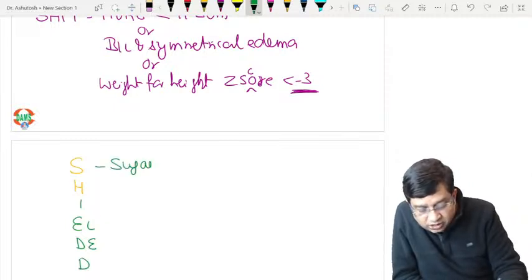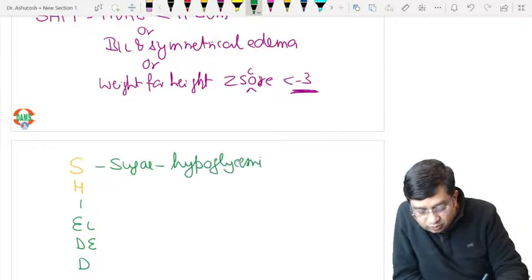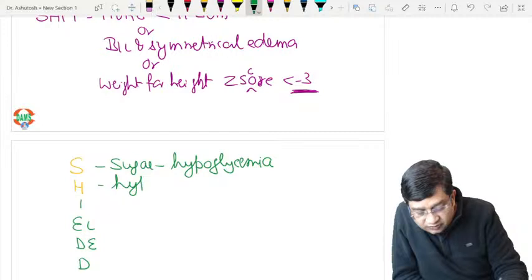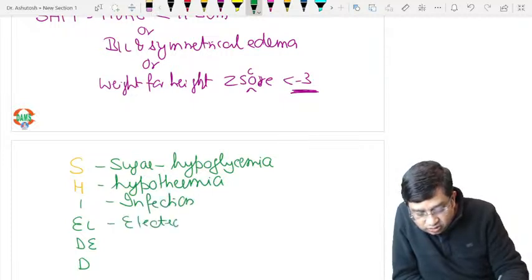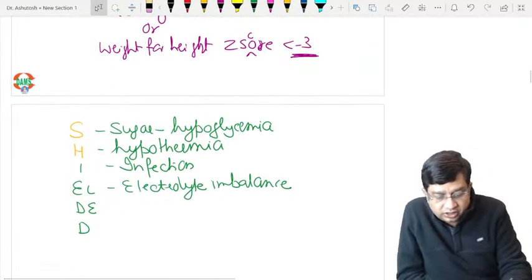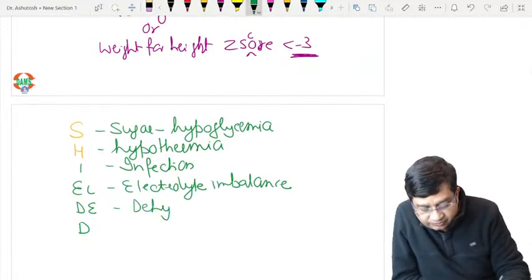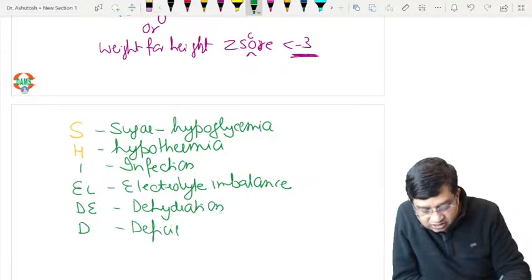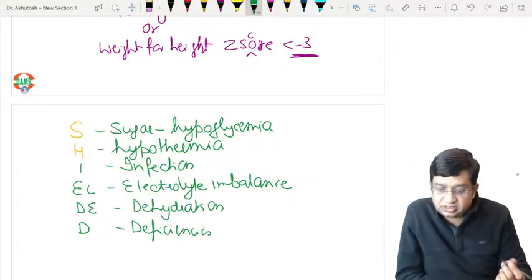S का मतलब शुगर, शुगर का मतलब होता है हाइपोग्लाइसीमिया, आप रूल आउट करते हैं. H is for hypothermia. I is for infection. EL is for electrolyte imbalance. D is for dehydration. And last D is deficiencies.